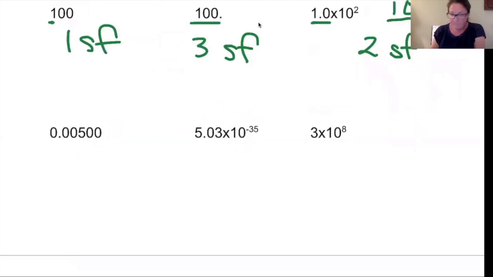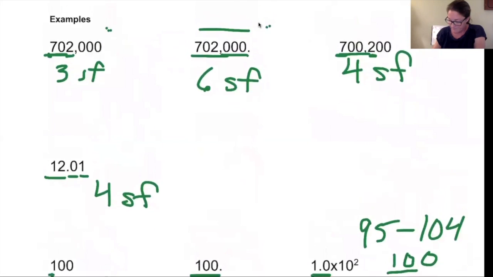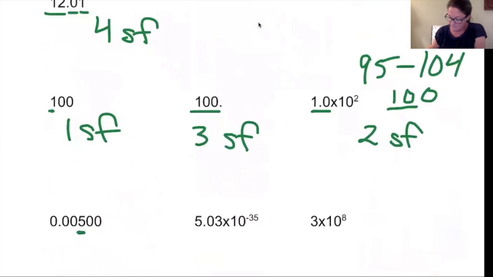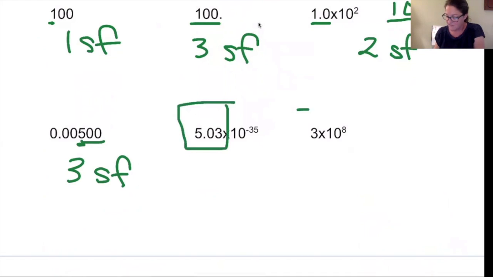Okay, let's take a look at our next one, 0.00500. So 5 automatically significant. For this one, what rule would we apply? For decimals less than 1, any digit to the right of a significant digit is significant. Decimal less than 1, anything to the right of the significant figure is significant. So this also has 3. You should be able to think through the next two. Once again, with scientific notation, we're only looking at the part before the times 10 to the. So this one has 3, and this one has 1.